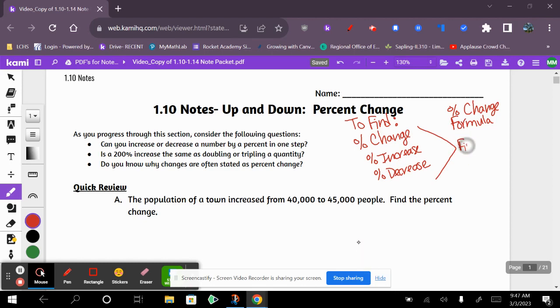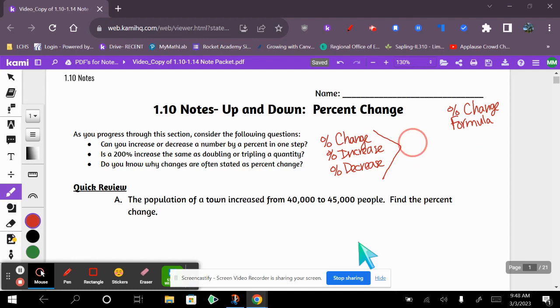Anytime that you are asked to find any of those, you will use this formula. The formula is final minus, and I should actually space this out a little bit more. Give me one sec. You're going to take your final amount minus your initial amount, and divide all of that by your initial amount, and then multiply that by 100.